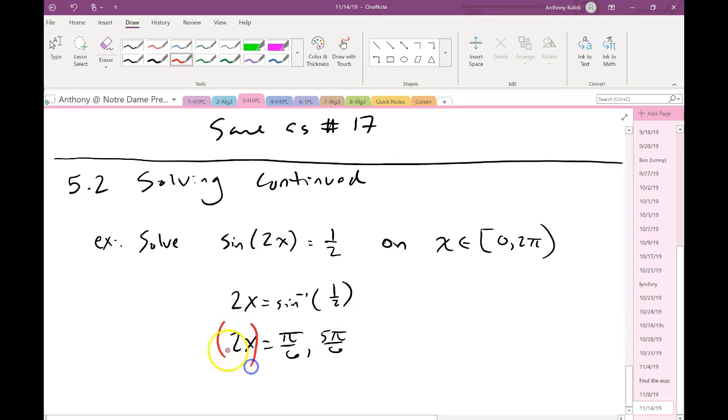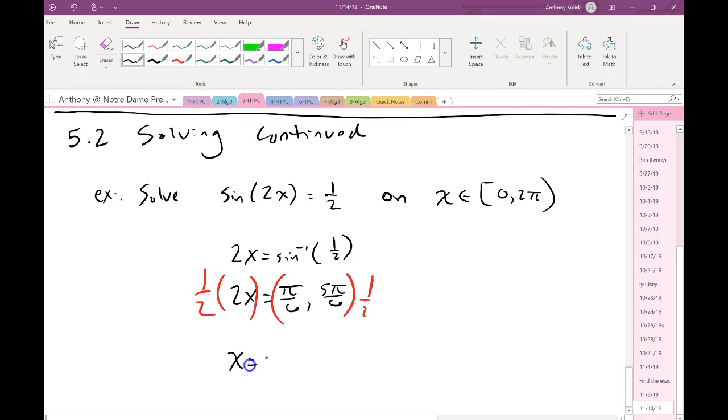And then I'll just multiply both sides by a half. And I'd say, okay, my answer is pi over 12 and 5 pi over 12, and I'm done, right? You didn't get them all.